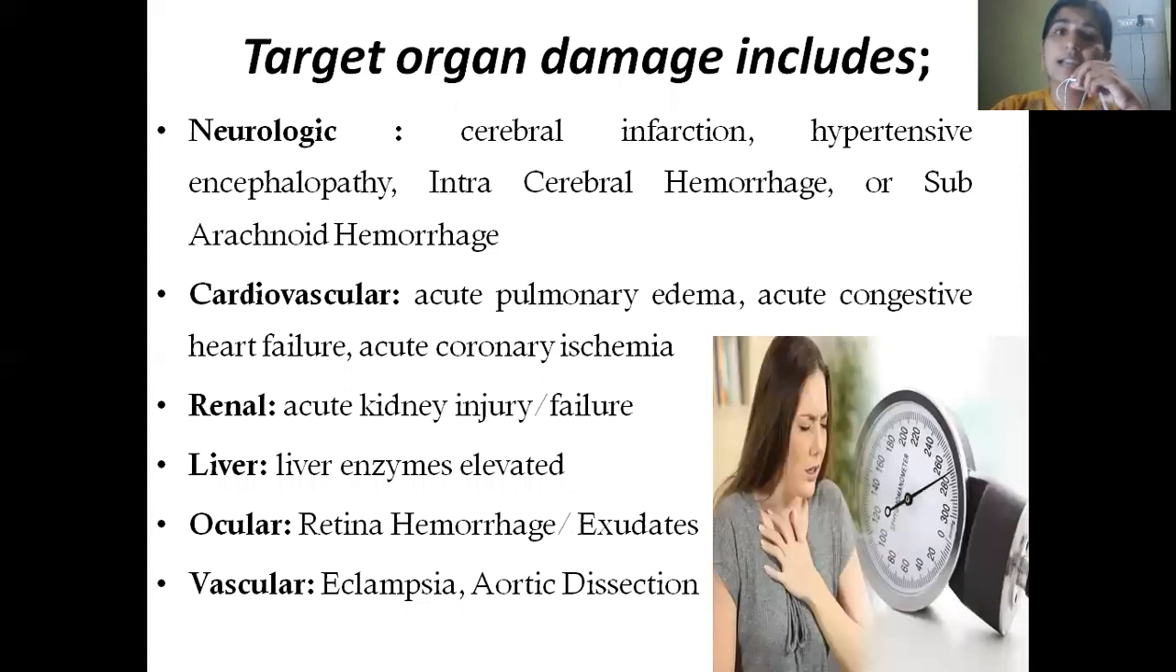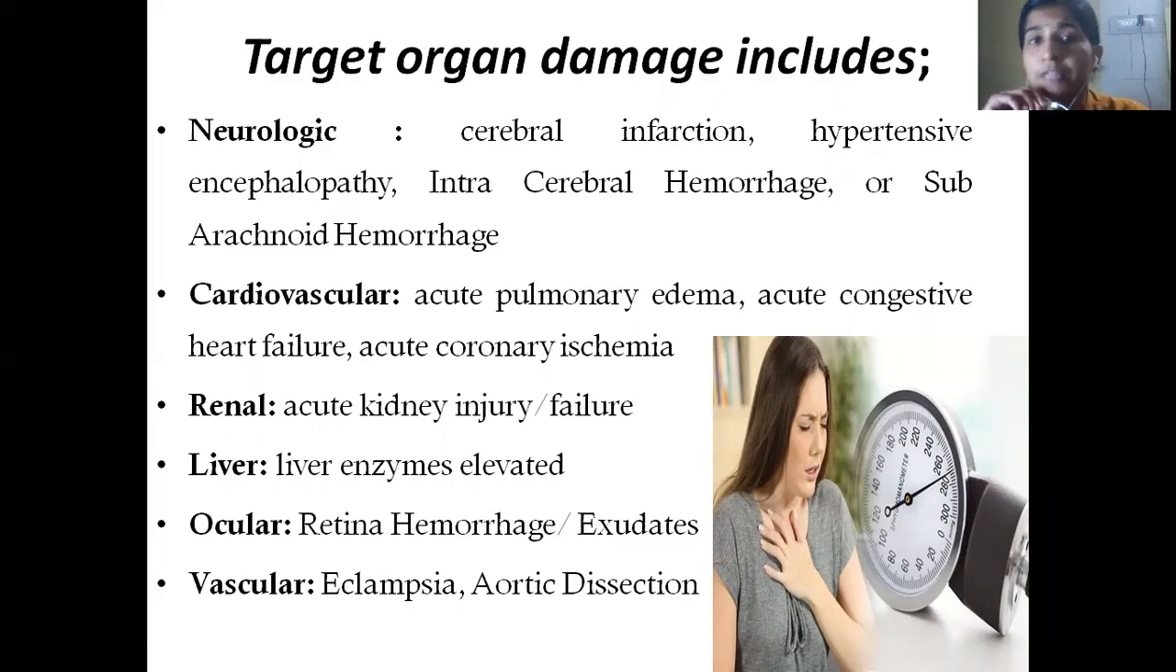So next, what is this target organ damage, or which organs are included in target organ damage? These include the vital organs of our body, including neurological, cardiovascular, renal, liver, ocular and vascular features. In neurological, cerebral infarction, hypertensive encephalopathy, intracranial or intracerebral hemorrhage or subarachnoid hemorrhage. In cardiovascular, acute pulmonary edema, acute congestive heart failure or acute coronary ischemia. These features come in cardiovascular. Renal includes acute kidney injury or failure. Liver includes elevated liver enzymes, ocular includes retinal damage, and vascular includes eclampsia or aortic dissection.